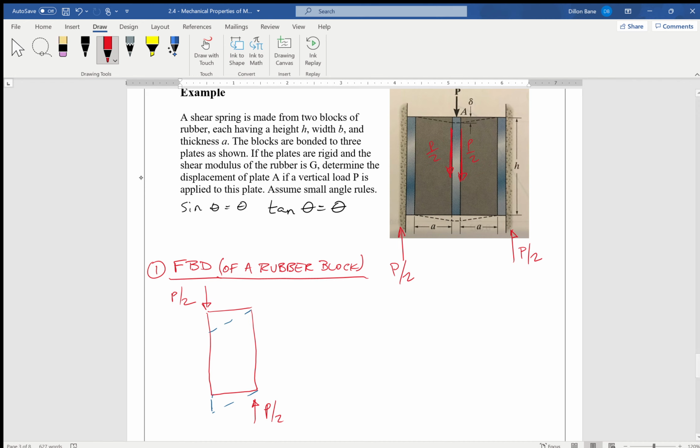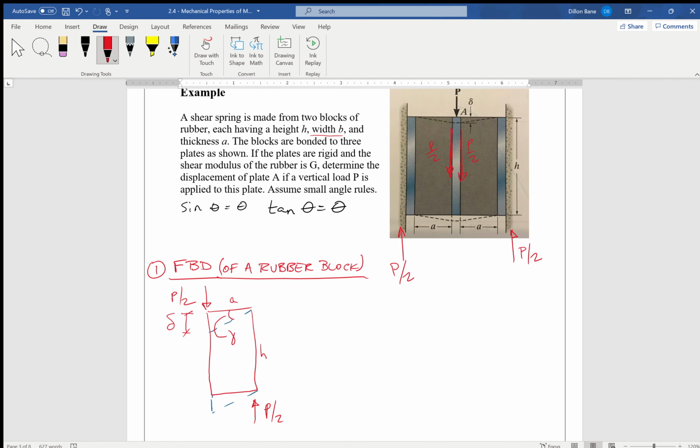We know the width of this block is A. We know the height of this block is H, and we know the in and out dimension of the block is B, but that is in and out of the page. This dimension here is defined as delta, and this angle right here will become gamma.